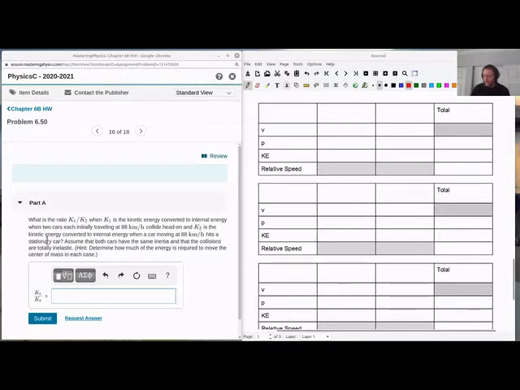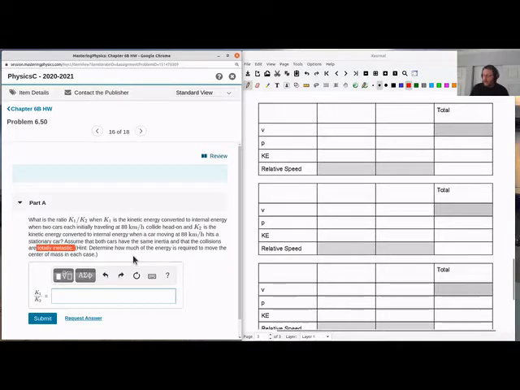And K2 is the kinetic energy converted to internal energy when a single car, moving at 88 kilometers per hour, hits a stationary car. Okay, so we got two different situations of a collision, one where both cars are moving and one where one is stationary and the other is moving. And we're figuring out how much energy is converted to internal energy in both of those collisions, assuming that the collisions are totally inelastic. So that tells us that they're going to stick together and move together if they move.